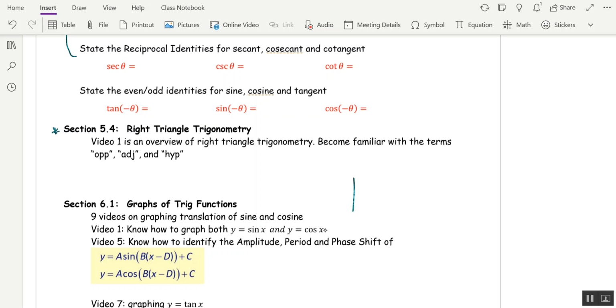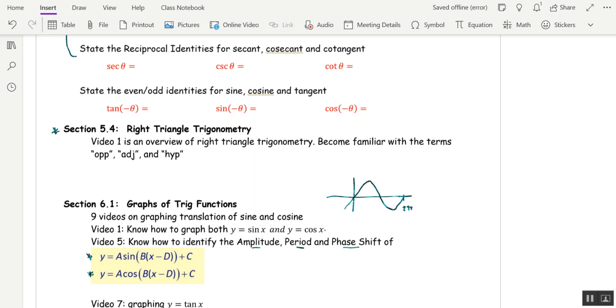For example, sine looks like this. It goes through the origin. It goes up, down, up. This is 2 pi, and then it repeats. In addition to being able to graph those 3, you also need to be able to graph some translations of sine and cosine. So these 2 equations here change the amplitude, period, and phase shift, and you want to be able to graph simple translations of sine and cosine.